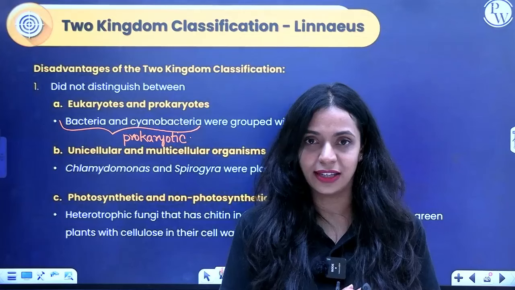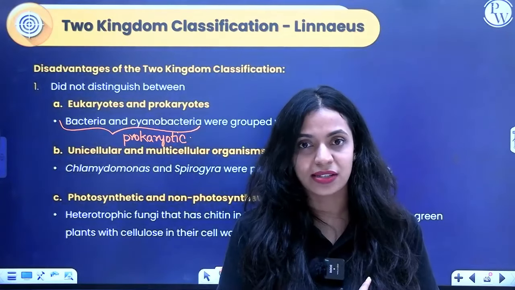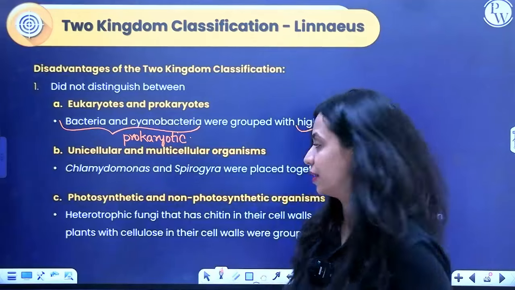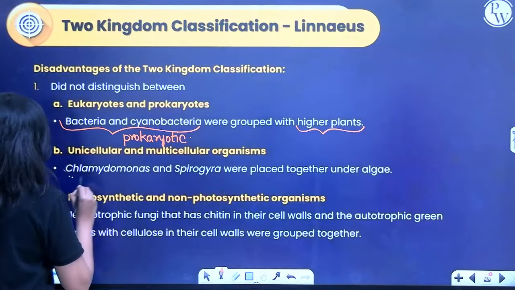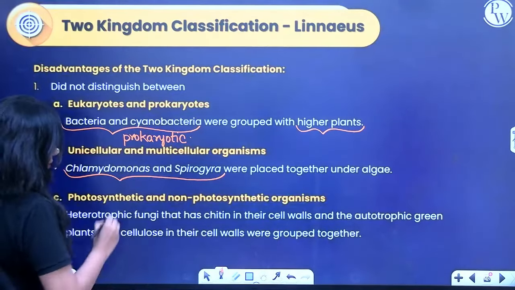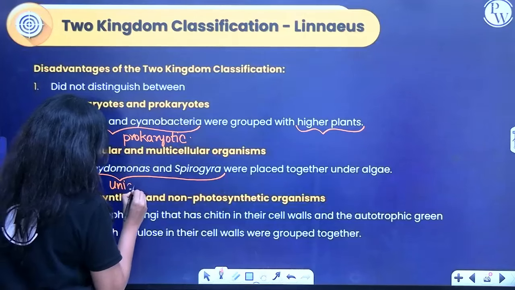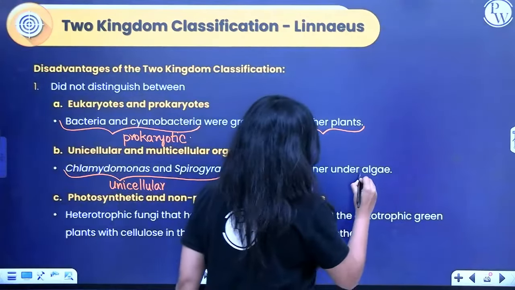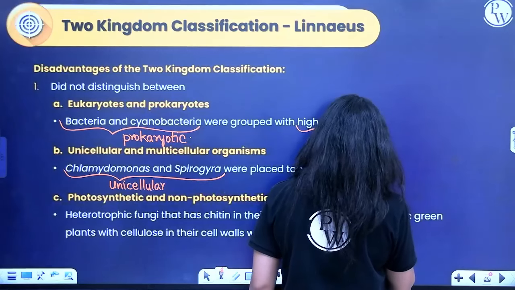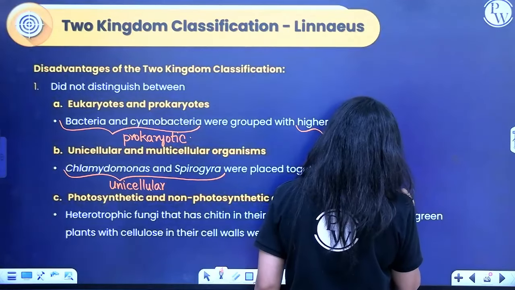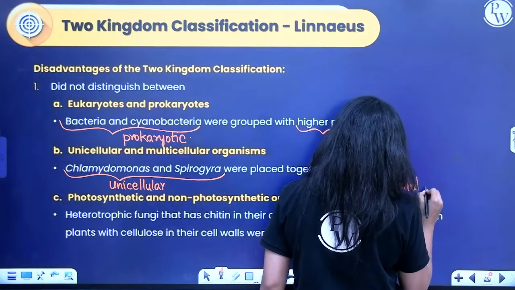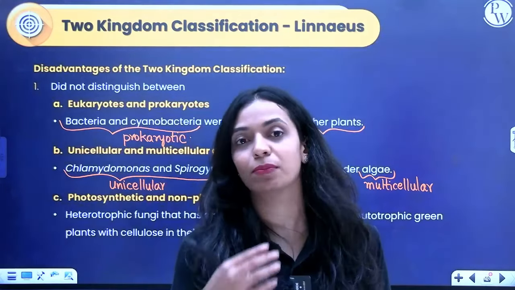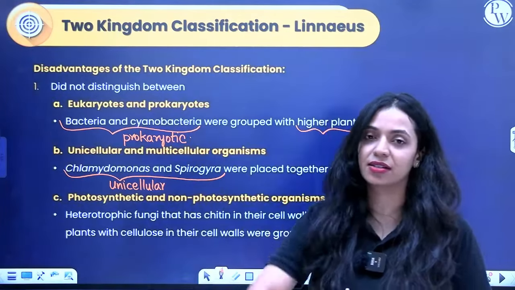Now the second thing is, unicellular organisms were grouped along with multicellular organisms. There was no distinction between that. Chlamydomonas and Spirogyra, these are unicellular. Algae, many of them are multicellular. So there was no distinction between unicellular and multicellular organisms. That is the second disadvantage.